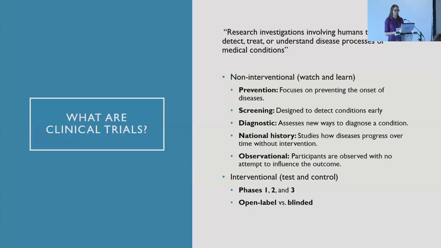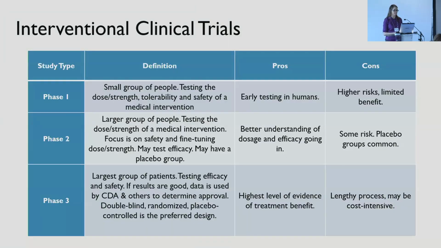So let's start with the clinical trials. There's a couple of different types. There's the non-interventional, which is just sort of a watch and learn. This is the category where the registries fall under. And then there's the interventional, the test and control. This is where we develop the new therapies and drugs. There are different phases of clinical trials, and then there's the blinded, often how they start, versus the open label. So let's dive in and see what these terms all mean.